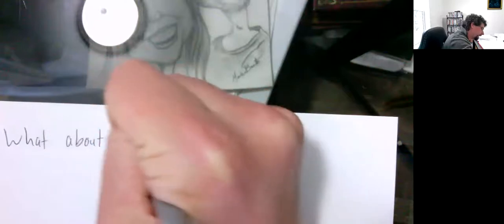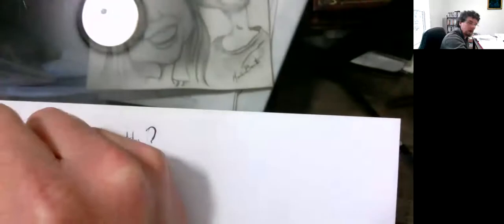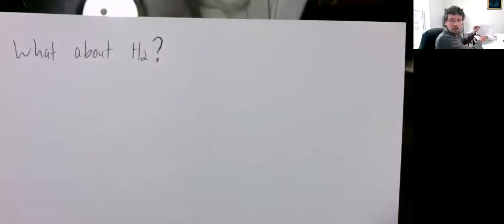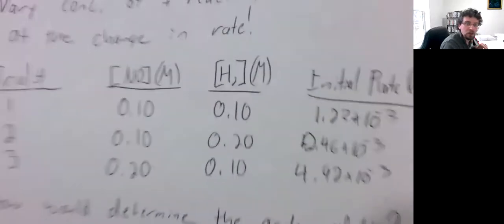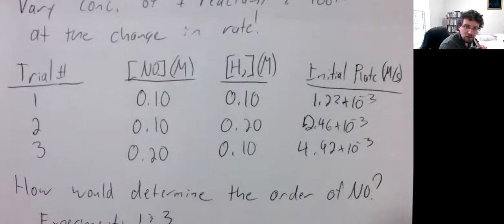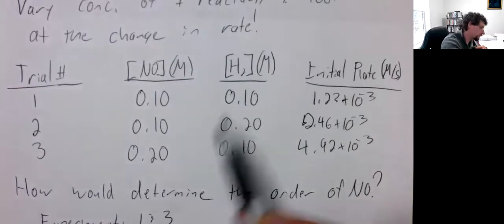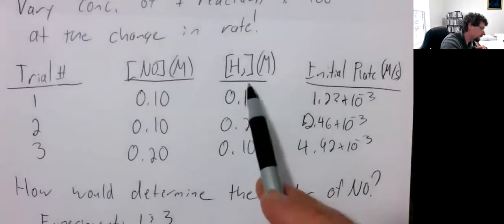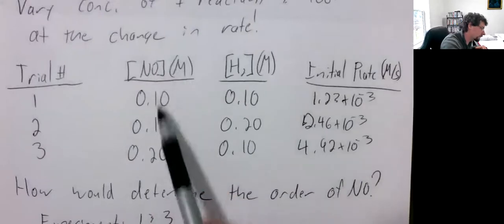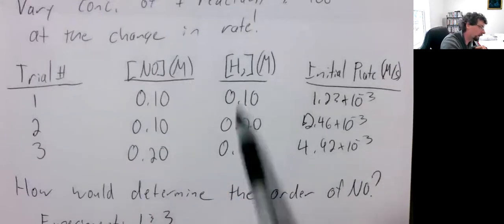So what about H2? We have that as a question. Again, we have to look back at our table. We have to determine, oops, wrong page, which one is changing and which one is not changing. Looking at these trials, we have to get a situation where H2 is changing and NO is not. So if we compare trial 2 to trial 1, that should work out okay.